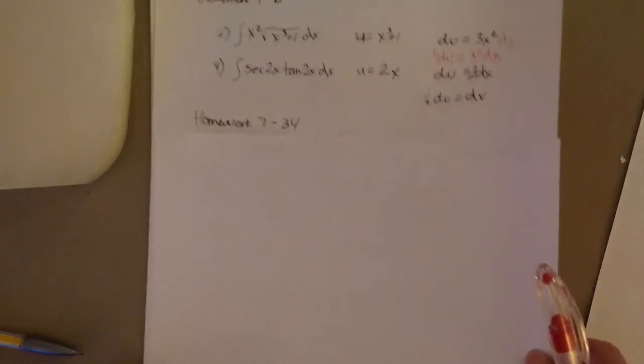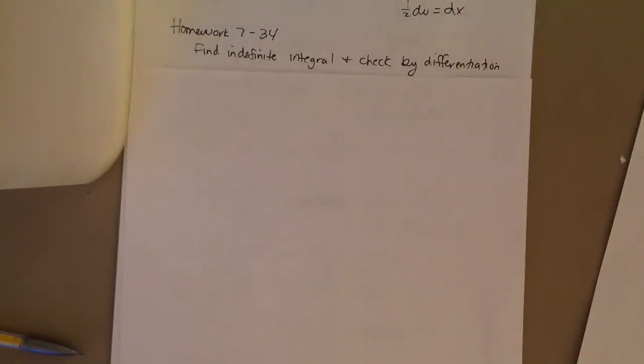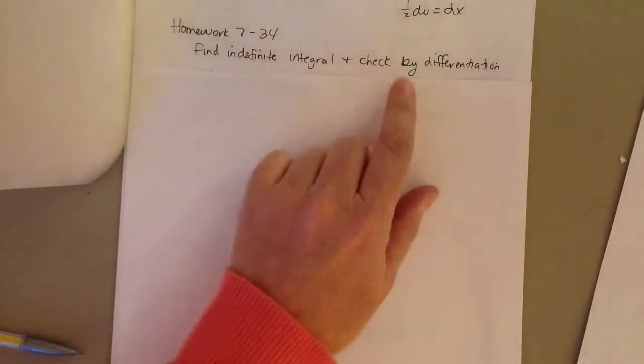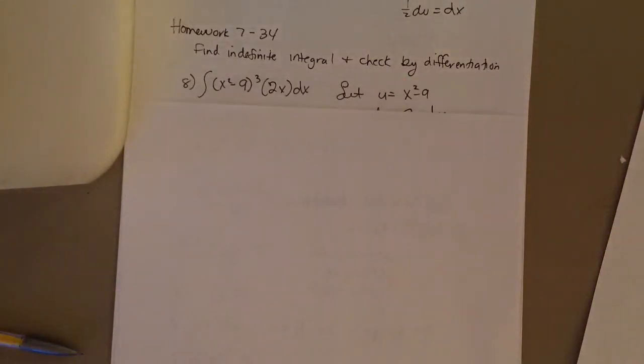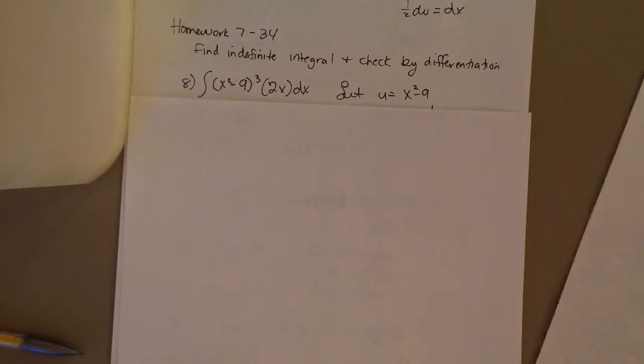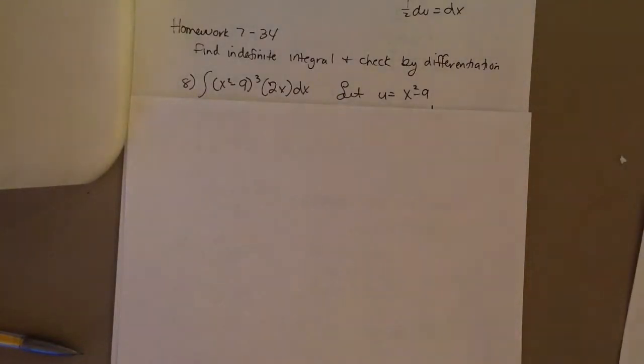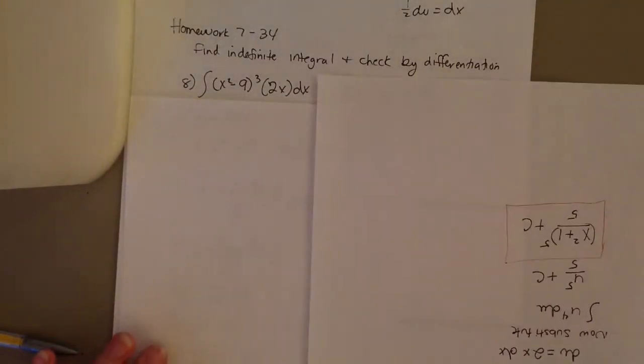Homework 7 through 34. It says to find the indefinite integral and check by differentiation. So this time we're going to go all the way, but we're going to go back and check to make sure we're correct by differentiating it. So let me cover that up just a little bit.